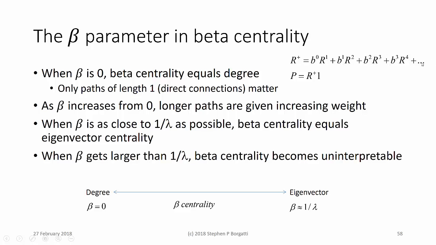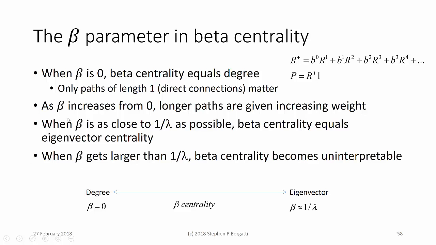So actually all of this falls away, and that whole thing reduces to this one formula, which is r to the first, r multiplied by 1, which of course is just the row sums of r. It's just degree centrality. So when beta is 0, we have degree centrality.